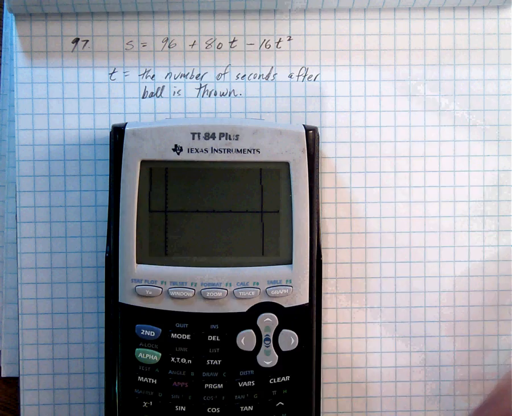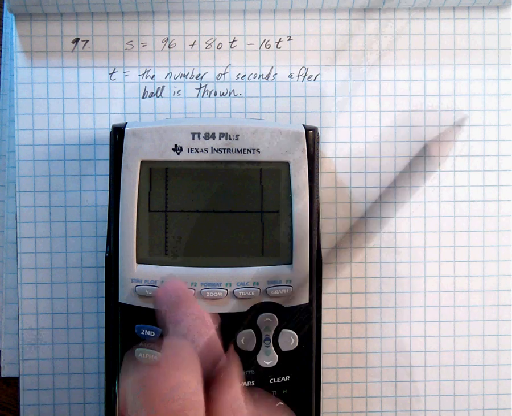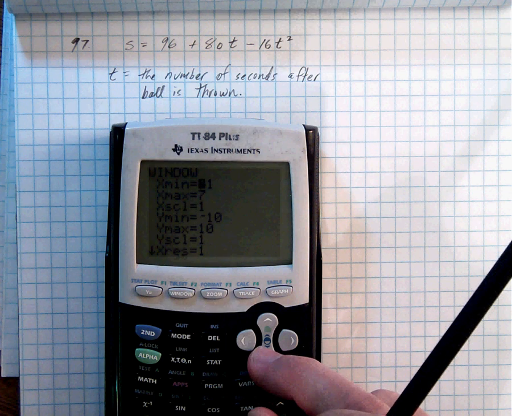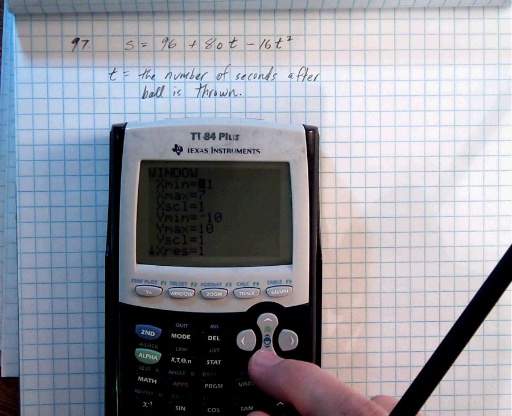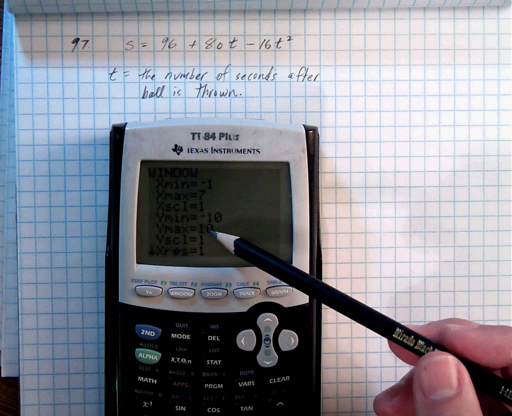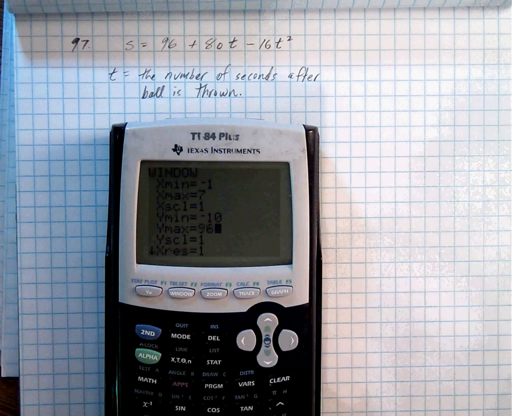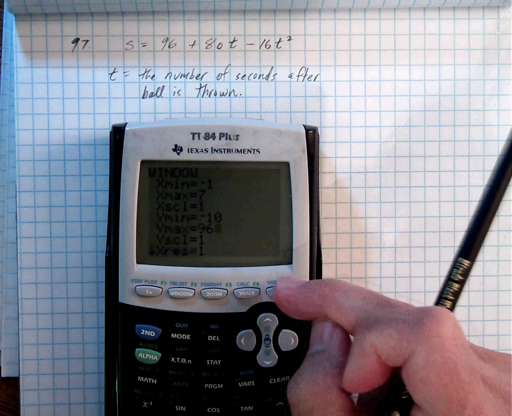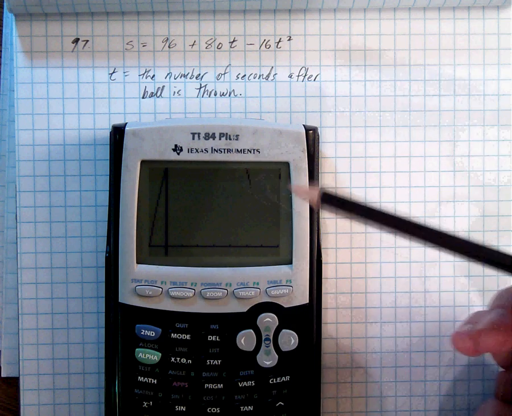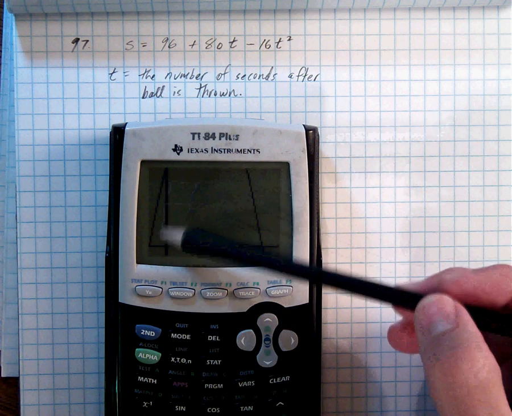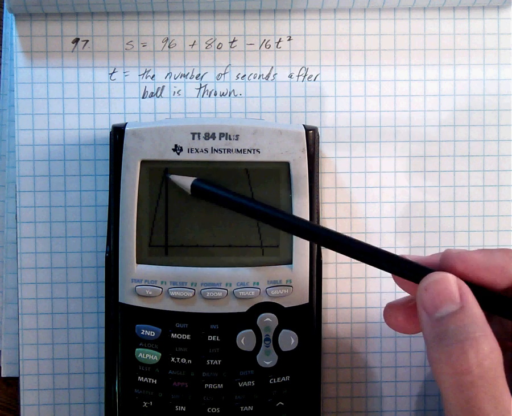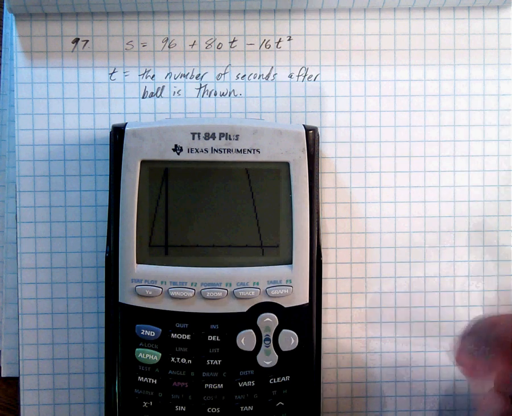So now, how far up do I need to see? The ball starts at 96 feet above the ground, so y max needs to be bigger than that. And remember, he throws the ball straight up. So if I put in 96, that's going to show me some, but it's not going to show me the tip of this parabola. And this part over here is pretty much meaningless. It's just part of the function that doesn't have a practical application.